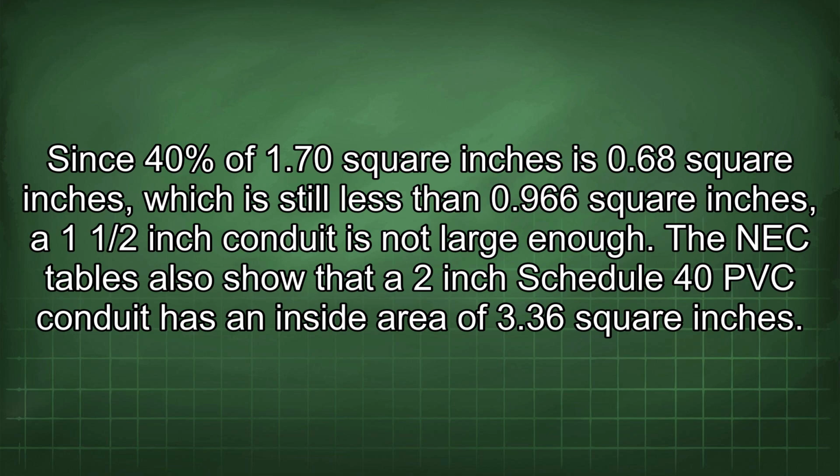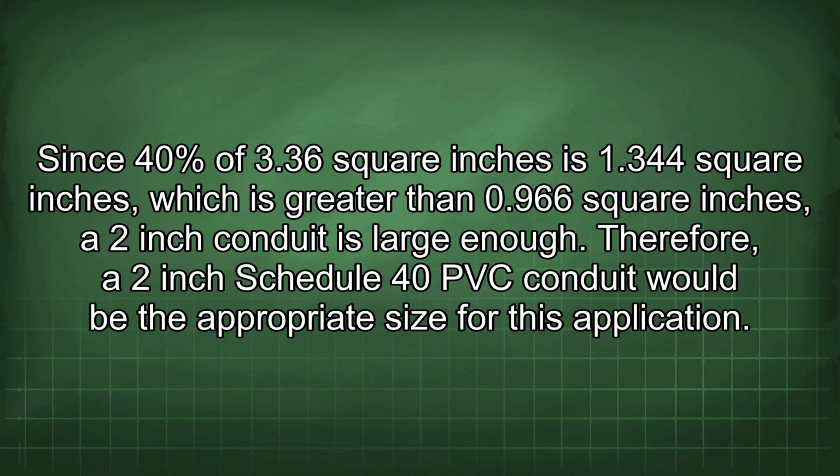The NEC tables also show that a 2-inch Schedule 40 PVC conduit has an inside area of 3.36 square inches. Since 40% of 3.36 square inches is 1.344 square inches, which is greater than 0.966 square inches, a 2-inch conduit is large enough. Therefore, a 2-inch Schedule 40 PVC conduit would be the appropriate size for this application.